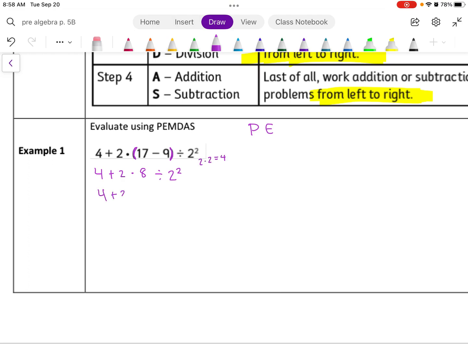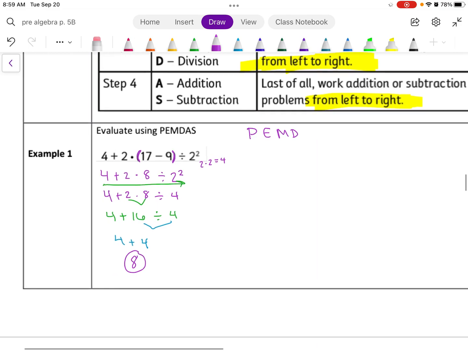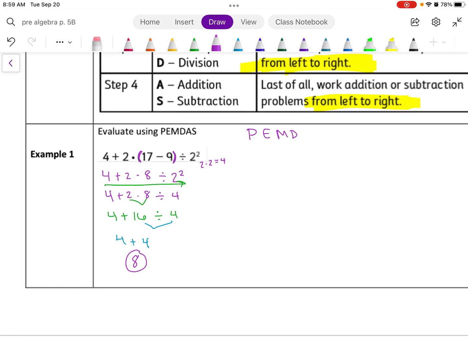So this is 4 plus 2 times 8 divided by 4. Well, we did our exponents, so now we look for multiplication or division. And I see both of those, so we're going to perform those operations from left to right. So we have 2 times 8, so this would be 4 plus 16 divided by 4. Well, then we've got 16 divided by 4, which is 4. And last but not least, 4 plus 4 is 8. And that is how we evaluate using PEMDAS.